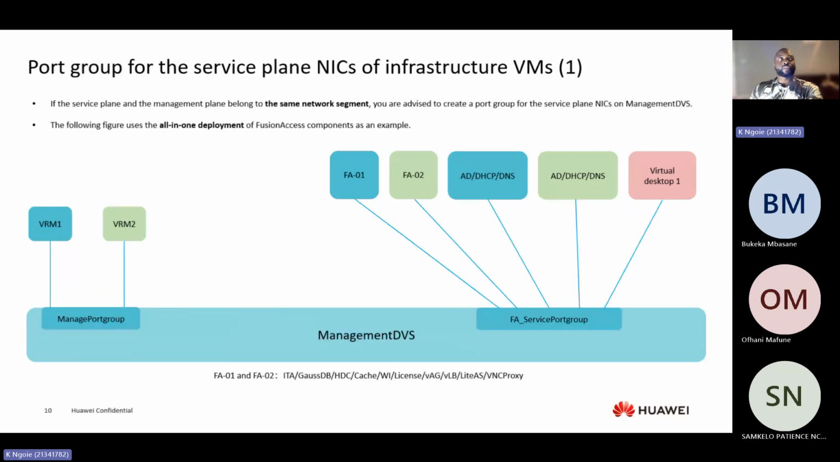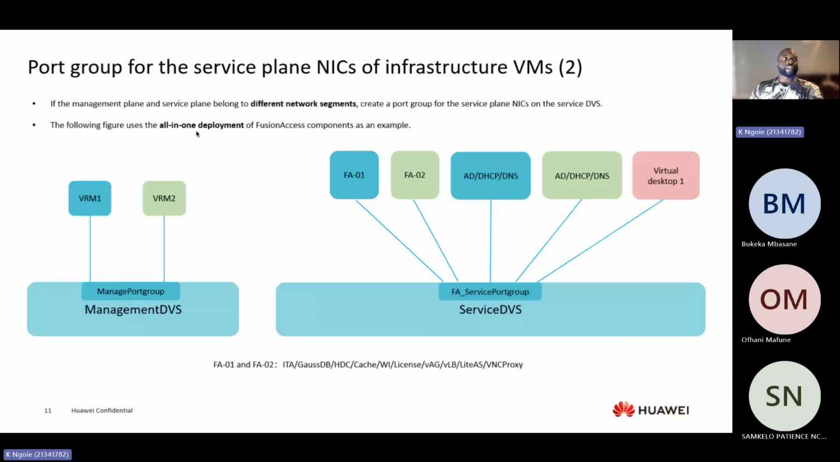Okay, in the first one, that was a case where the service plan and the management plan belong to the same network. But if the management plan and the service plan belong to different network segments, that becomes a different case. So now in this case, the management plan and the service plan are on different network segments or subnets. That means that the IP address used for system management.